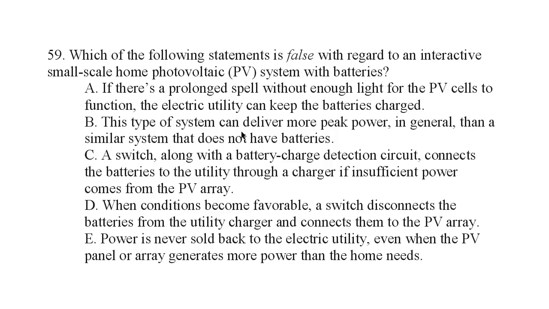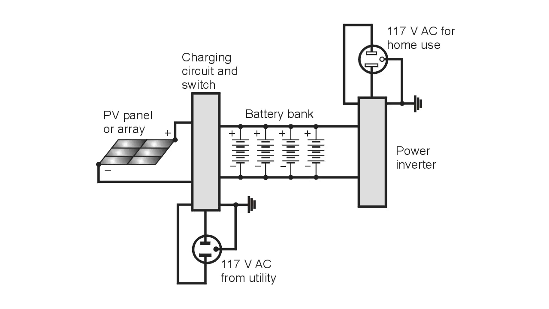This type of system cannot deliver any more peak power than a similar system without batteries. Let's just look at a schematic diagram of this type of system. What we have is our photovoltaic panel right here. Under ideal conditions, it charges the battery. However, if at night or if it's too dark outside and there's not enough solar energy to charge this battery, the utility will take over and keep your battery bank optimally charged.